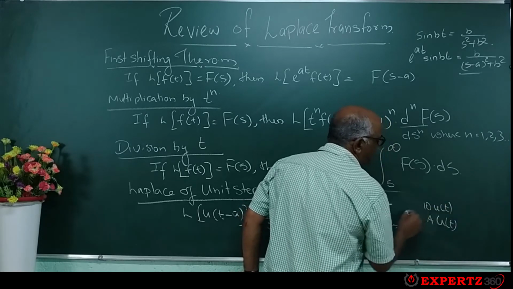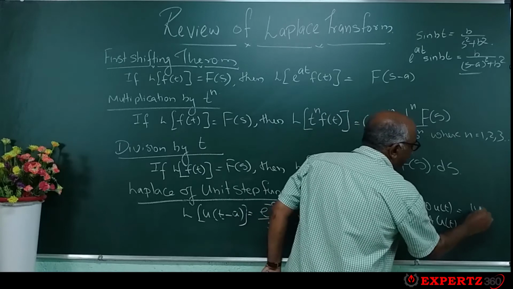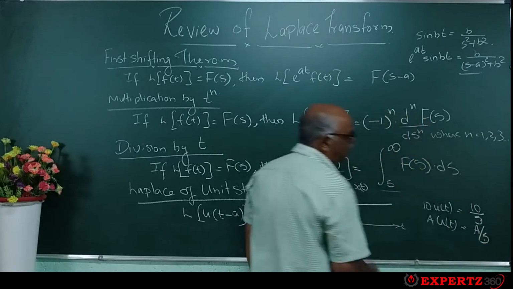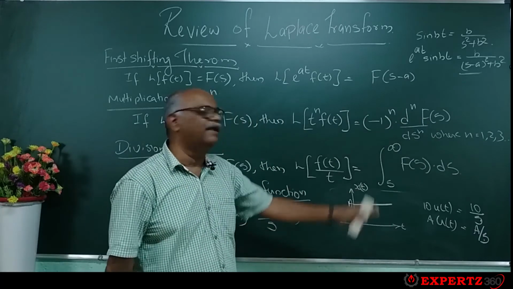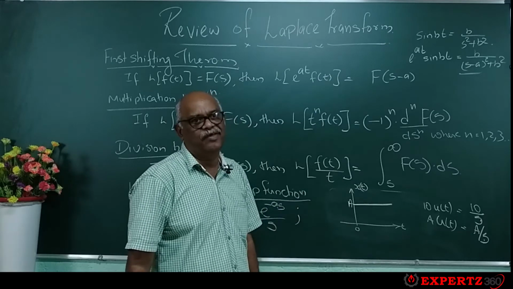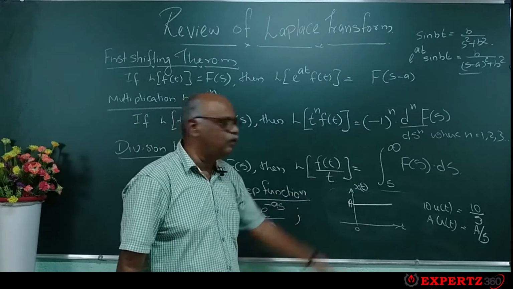Then what is the Laplace of this? 10 u of t is equal to 10 divided by s, and this is equal to a divided by s. This is how you do the Laplace transforms of the unit step function. When you are applying a step voltage of 10 volt, at that time you will be using these values.